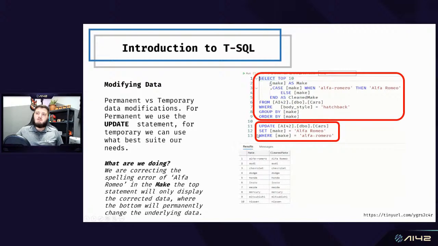So here you'll see I wrote a little select statement with a case statement in it, where I say, case when the make is Alfa Romero, change it to Alfa Romeo. Otherwise, leave it as is and mark it as my clean make for all the body style hatchbacks. And at the bottom, you'll see I've added a second column called clean make, and there I've made the change from Alfa Romero to Alfa Romeo.